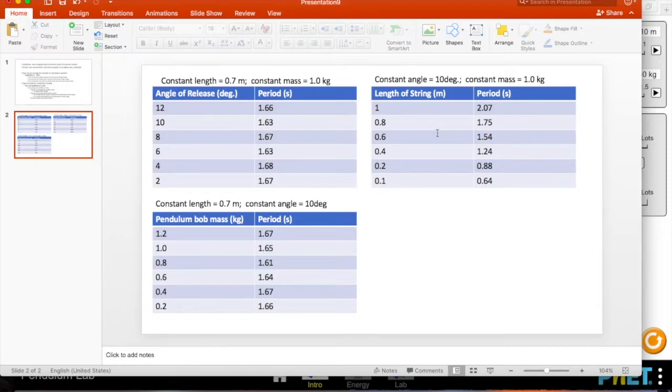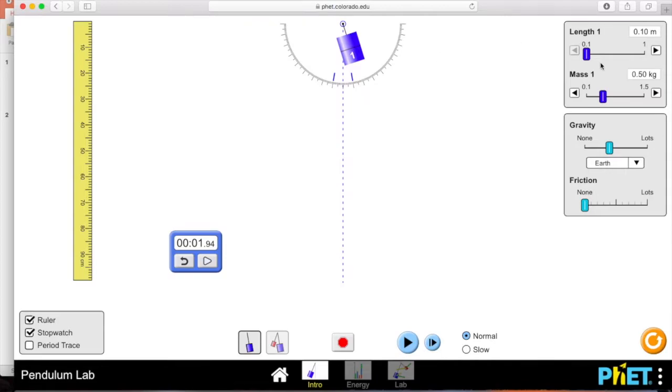The last hypothesis I was testing, does the length of the string affect the period? The length of the string is my independent variable. The period is my dependent. It may depend upon the length of the string. That's what I'm testing. An experiment is a hypothesis test. I made notes about what I kept constant, constant angle, constant mass, and I varied the length of the string. As you can see here, I was measuring the shortest. I also measured it at the longest.